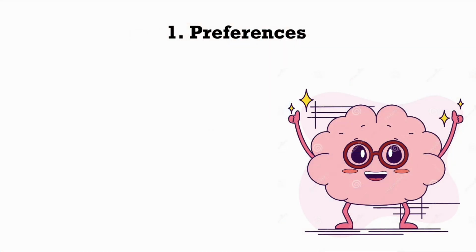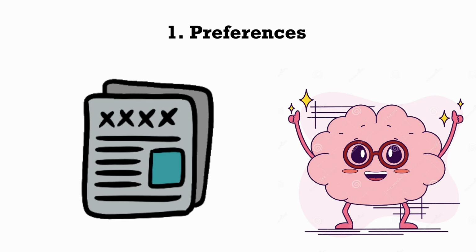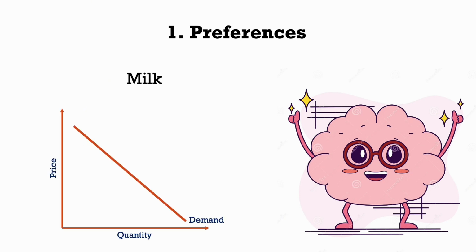The first one is taste and preferences. For example, what if a new study comes out that says if children have milk in the morning before going to school, they will do better at school, and they are smarter. That would increase the demand. The demand curve will shift to the right.